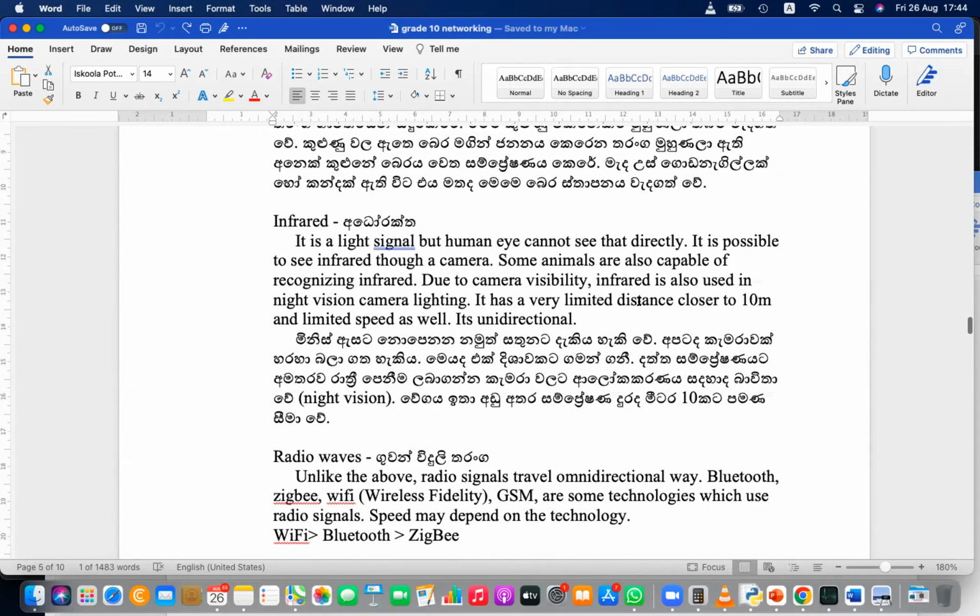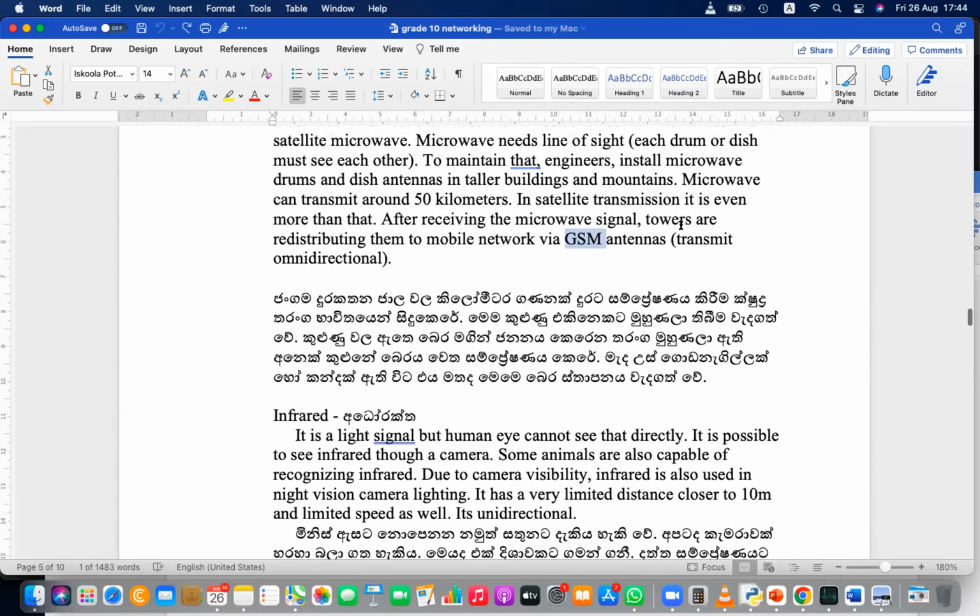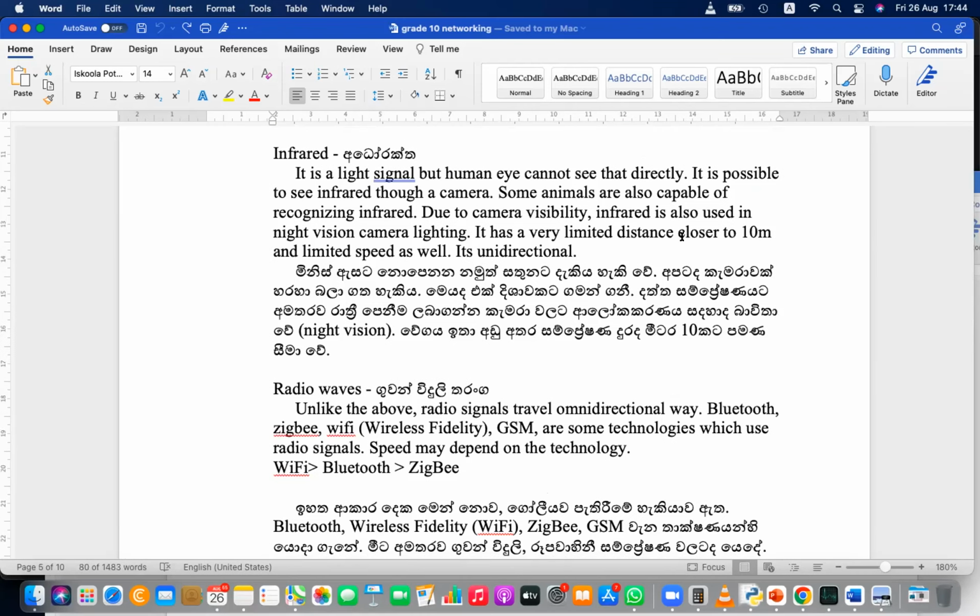Right? So please remember, this is there in the note I have already given. GSM is omnidirectional. Right? Then another kind is radio waves generally. GSM is also a radio wave. It is long distance, but Bluetooth is a short distance one.